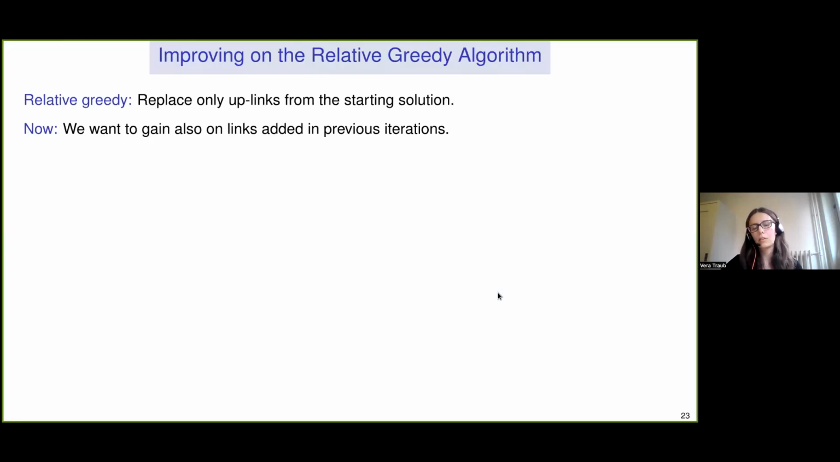And so here, the basic idea is that, recall that in the relative greedy algorithm, essentially we started with this uplink solution, and then we added components and removed some of these uplinks that we had. But we always only replace uplinks from the starting solution. It could also be that we add some component later on, and then some links that we added in some previous iteration also become redundant. In the relative greedy algorithm, we didn't remove them. We didn't take any advantage of this. And now the idea is to improve on this.